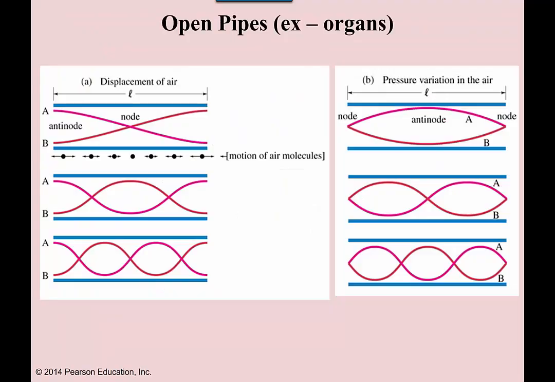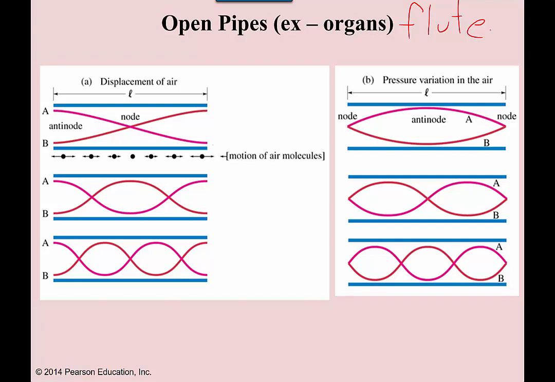Pipes that are open at both ends, or tubes that are open at both ends, are a lot of woodwind instruments. One in particular that I can think of that's not actually a woodwind, but is open pipes, are organs. A flute is open at both ends. Some organ pipes are open at both ends, and some are open at only one end.